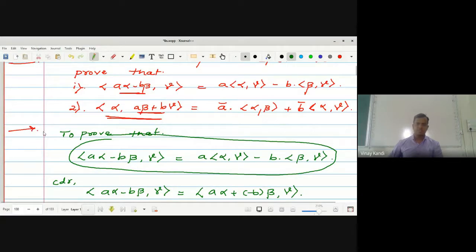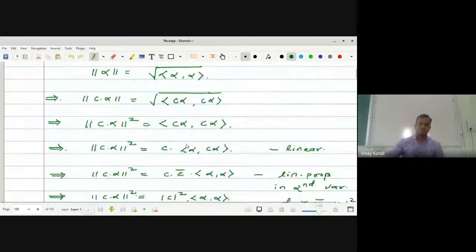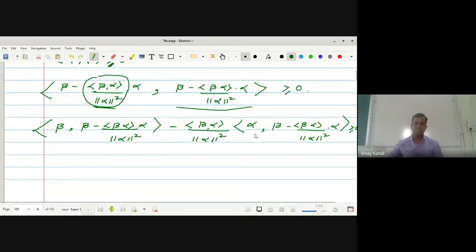Okay, here the value of A and B is what? What will be the value of B? Inner product of beta alpha divided by norm square alpha. This is the value of B. And what is A? A is 1. Look carefully at what you wrote. Is it correct? Yes, sir. Now this is using the linearity property.